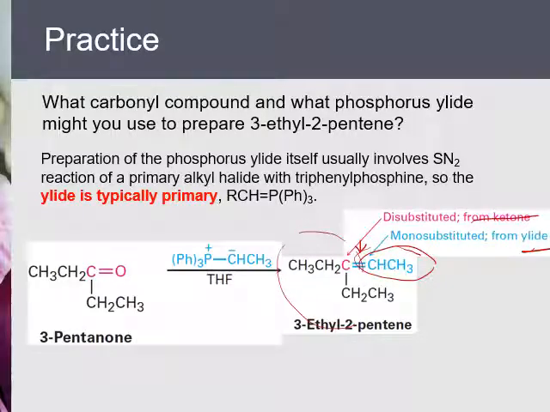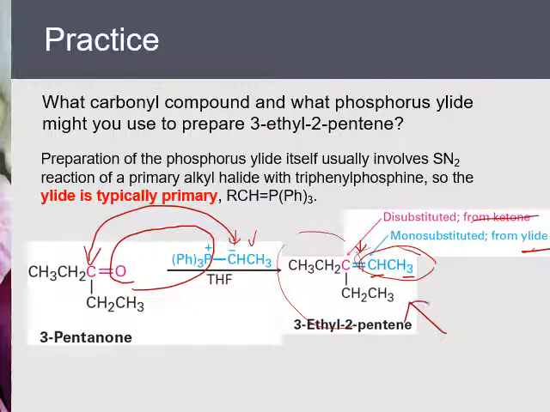And therefore, here is the ketone, and because the right side has two carbons, the ylide carbanion also has two carbons. And when you combine these two molecules, oxygen combines with triphenylphosphine, and the carbanion goes to here and forms a double bond, and that gives you the desired product.